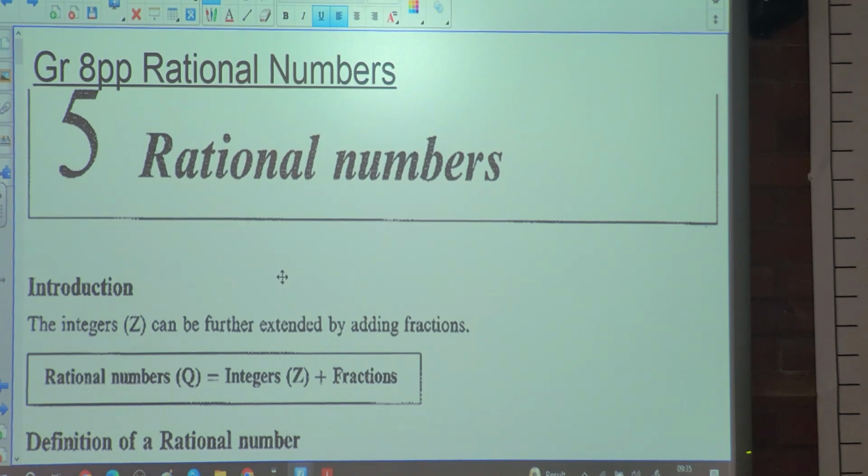So with that you should be able to now conclude exercise 1 on page 63. You should be able to do numbers 3, 4, 5, 6, 7 and 8.